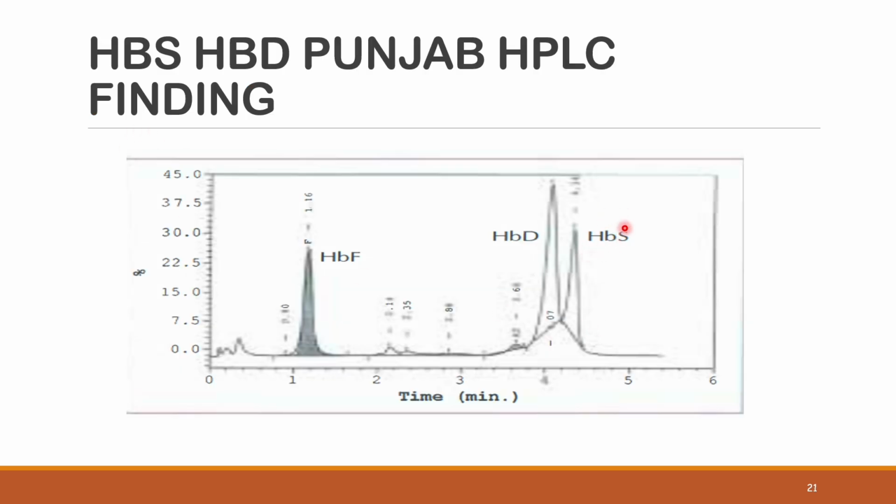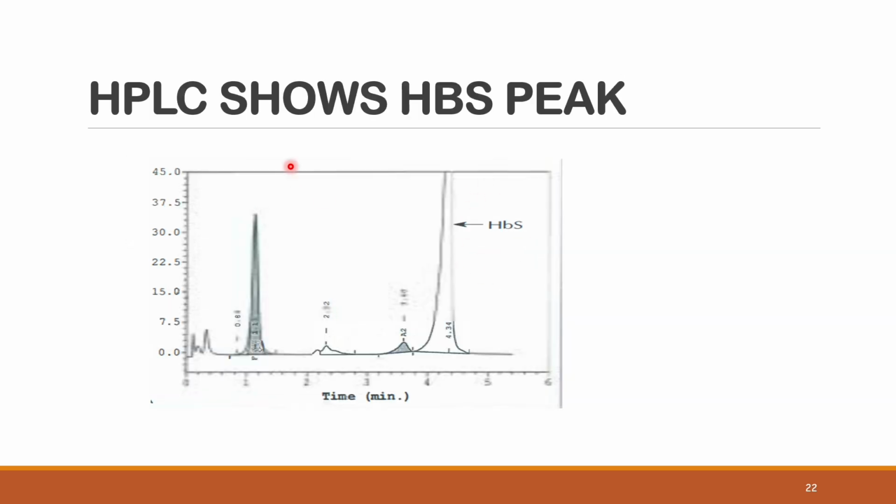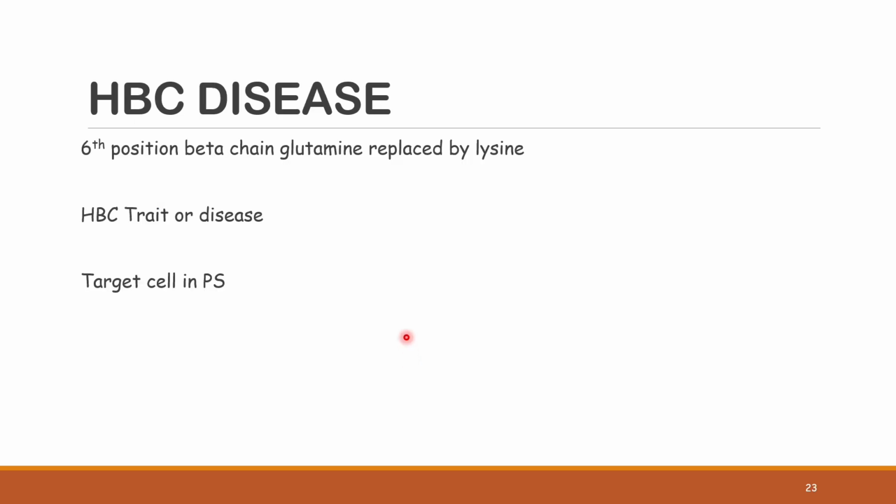See, this is the HbS, but here an HbD peak is also seen. So it is associated with HbD, an HbS, HbD combination. Here the peak is HbS, so it is a sickle cell anemia case, sickle cell disease.